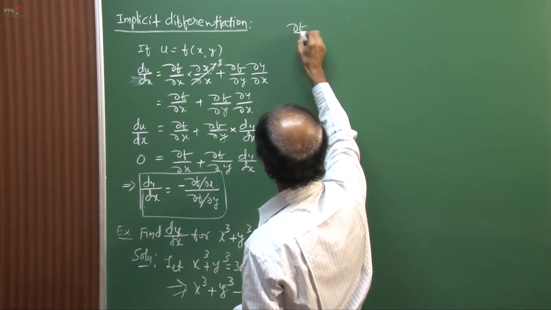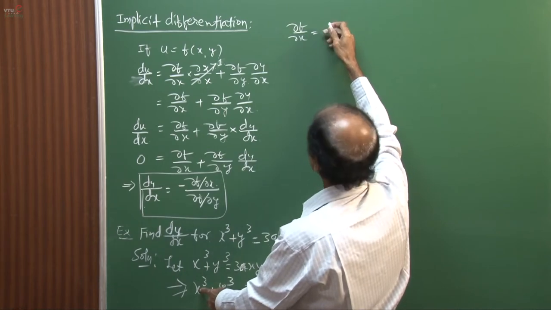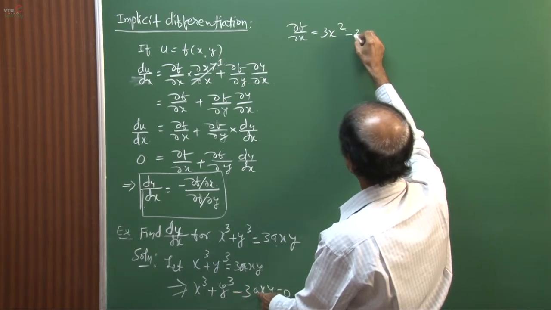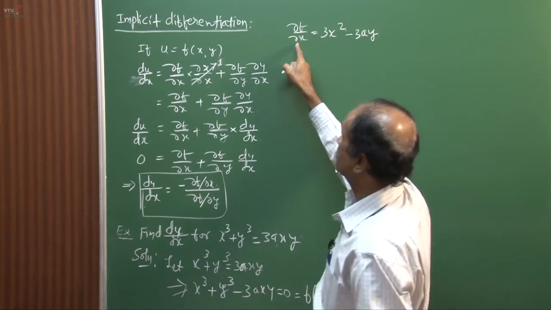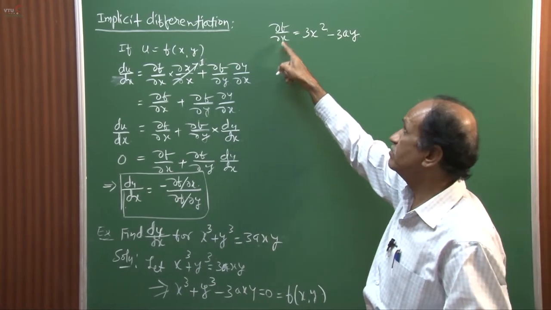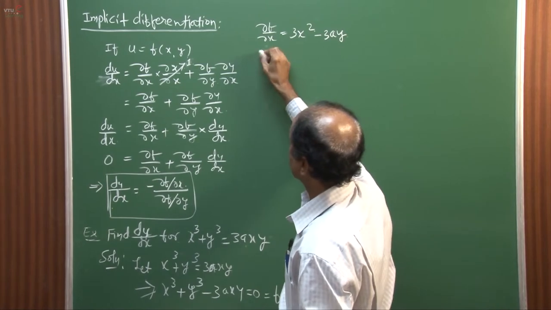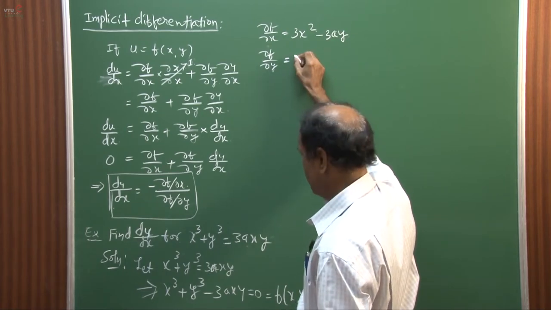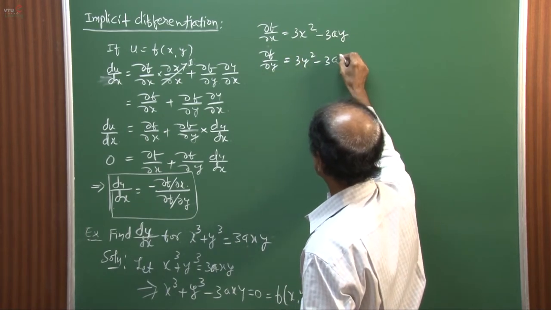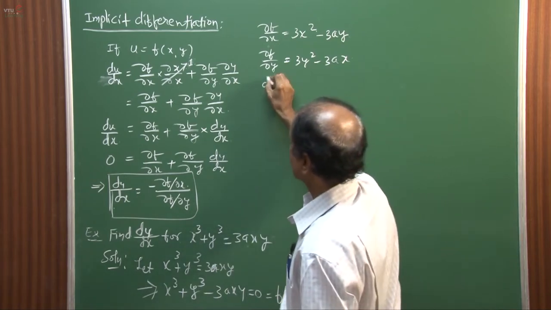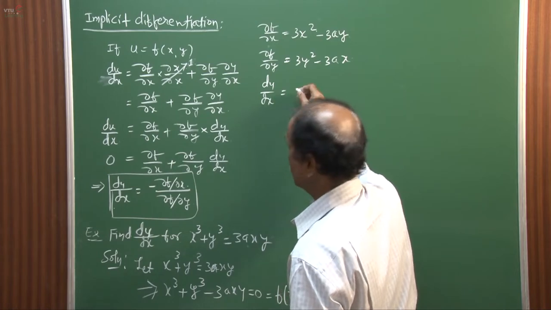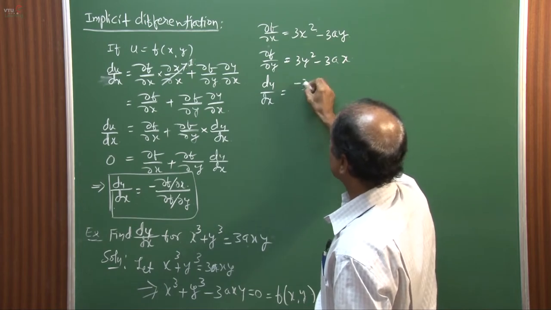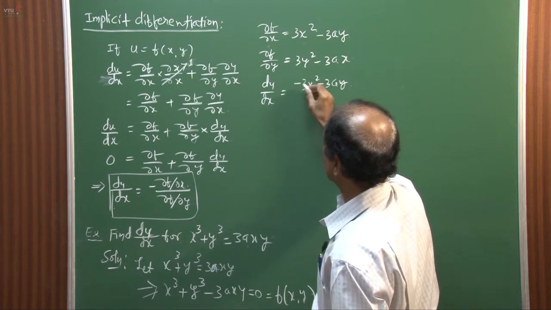Now, del f divided by del x, that is f with respect to x, is 3x square minus 3ay. Here we keep y as constant and take x as the variable. Then del f divided by del y is equal to 3y square minus 3ax. Then dy by dx is equal to, according to this formula, minus del f by del x, that is 3x square minus 3ay.